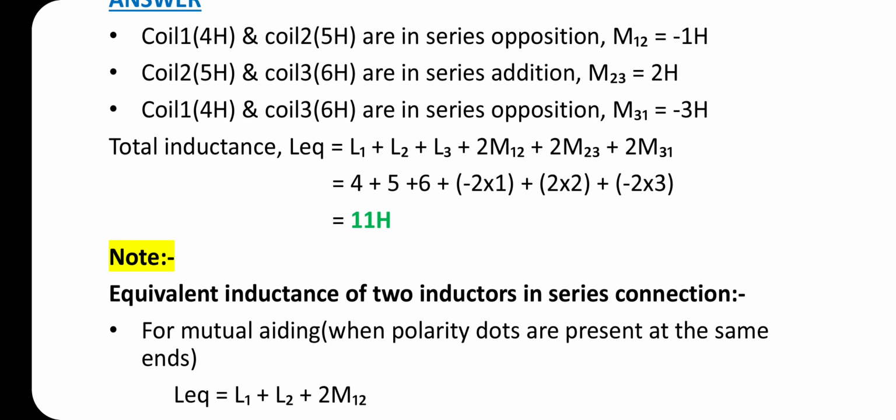Total inductance L equivalent equal to L1 plus L2 plus L3 plus 2M12 plus 2M23 plus 2M31. Substituting these values, we get total inductance L equivalent as 11 Henry.